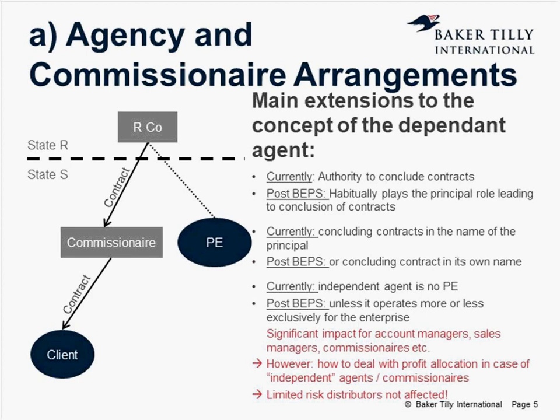It can be strange that those kind of structures are not affected by the changes because, in fact, from an economic point of view, there are not many differences between a limited risk distributor and a commissioner. Nevertheless, it's explicitly mentioned that these kind of structures will not lead to a PE. So it could be worthwhile to reconsider the supply chain and to see whether this could be a solution to, let's say, mitigate the impact.